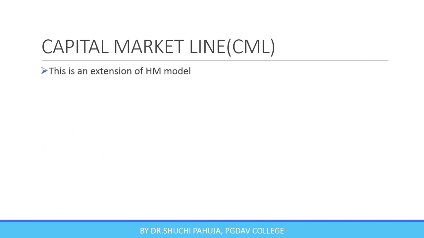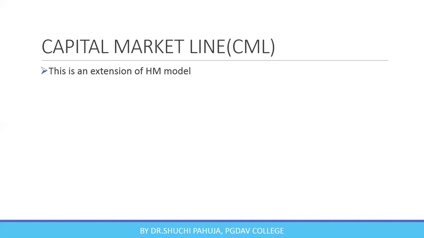In the Harry Markowitz model, we did how to select an optimum portfolio out of the efficient portfolios. Now, efficient portfolios in the Harry Markowitz model contained only risky securities. If we combine risky and risk-free securities, then the shape of the efficient frontier changes completely. It becomes a straight line in that situation.